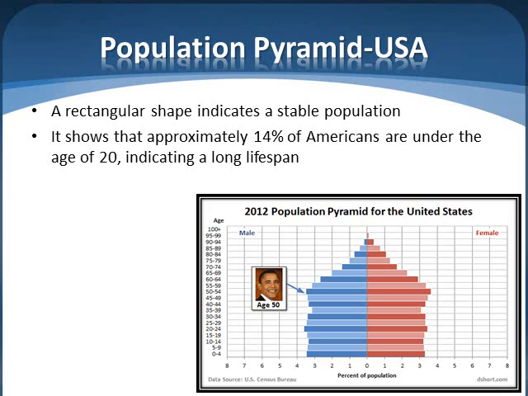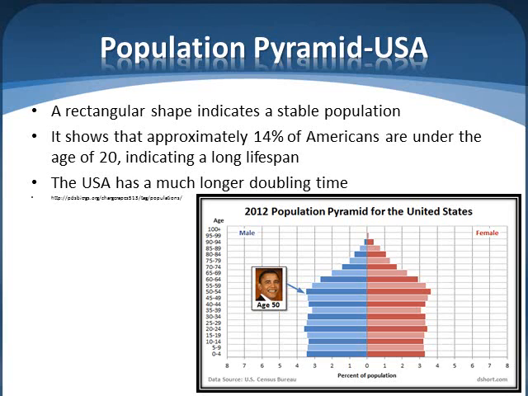In this case, we see only 14% of Americans are under the age of 20, compared to that Kenyan one where it was half the population, or 50%. So again, not a huge potential for growth here. They're not going to be able to double at the same alarming rate that Kenya could if all of their citizens survived. So much longer doubling time.